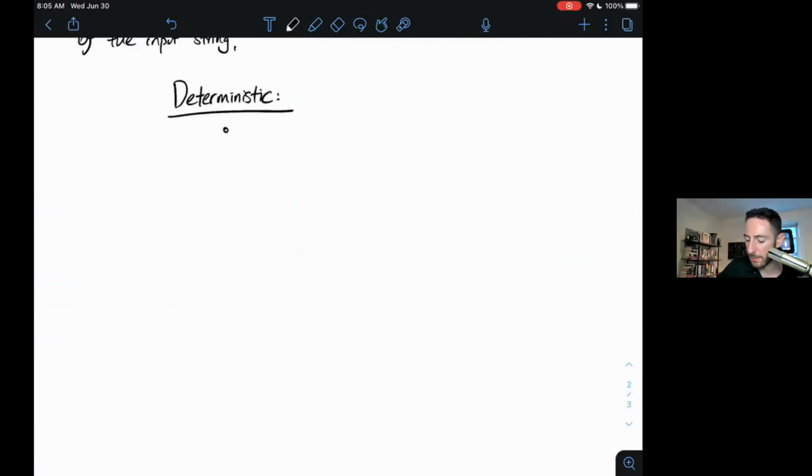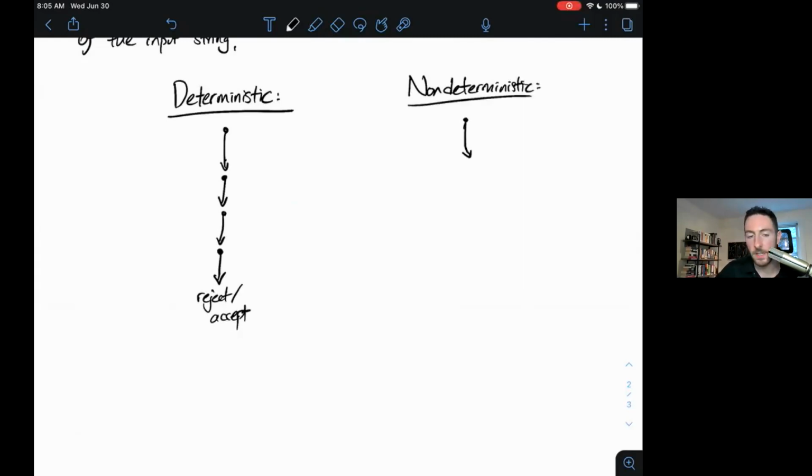So we can think about a deterministic computation as just moving from state to state to state to state until we finish reading our input string, at which point we reject or we accept. A non-deterministic computation might move just from state to state, but it also might branch, right? It might move from a state to a set of 2 different states at the same time. From those states, it might move somewhere else.